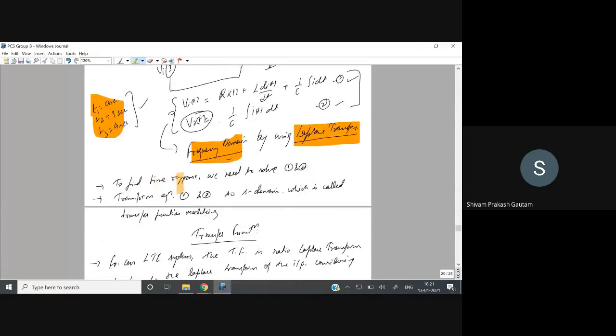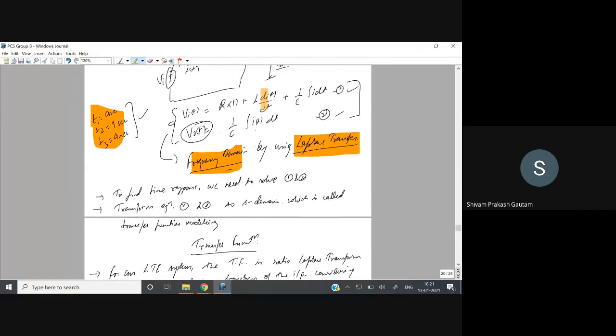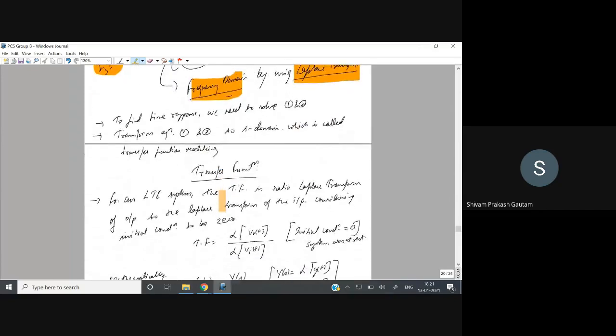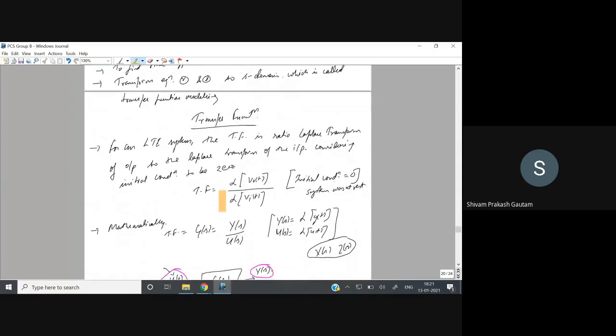Now, to find the time response, we need to solve equations 1 and 2. Transform equations 1 and 2 into the S domain, which is called the transfer function. To make the calculation simpler, we use a transfer function model. That is why we require the transfer function: to make the mathematics easy.